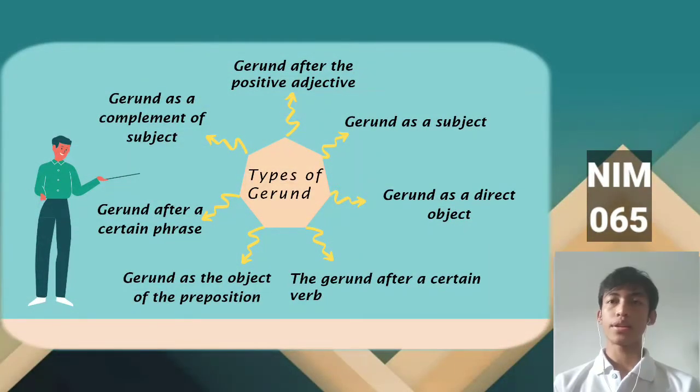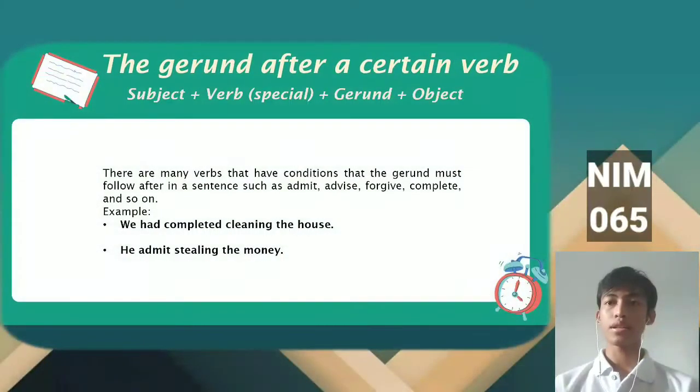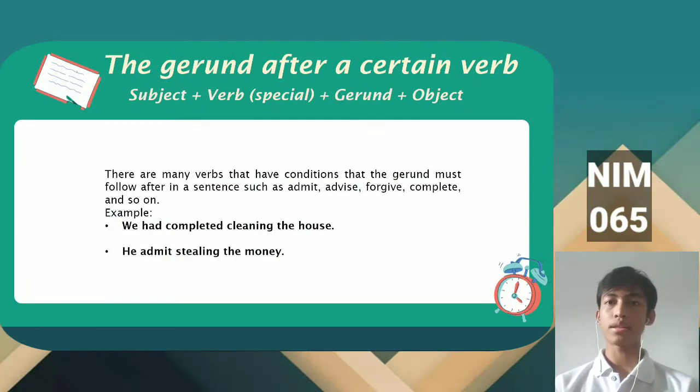Number 6, the gerund after a certain verb. There are many verbs that have conditions that the gerund must follow after in a sentence, such as admit, advise, forgive, complete, and so on. The pattern is subject plus special verb plus gerund plus object. Example, we had completed cleaning the house. Example number 2, he admits stealing the money.